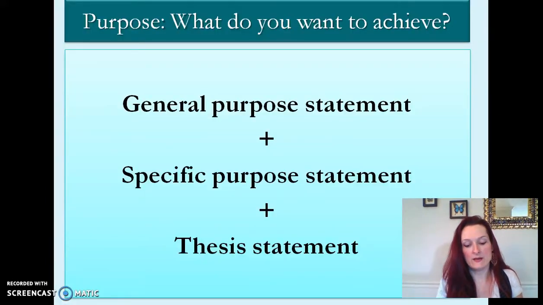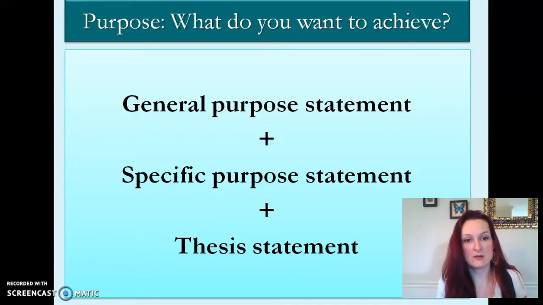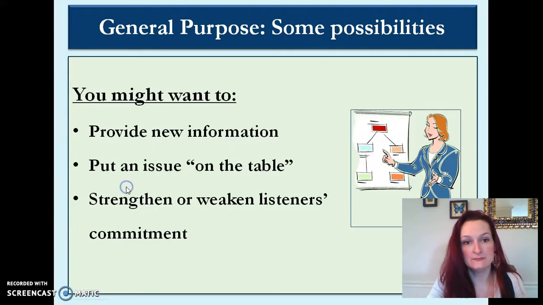So once you've thought about your audience and you've considered all of those questions, the next thing to consider is your purpose. And that is basically just what's your end game? What do you want to achieve with this presentation? And this also, by the way, applies to writing. So if you're writing a paper, you should ask the same sorts of questions. And I use this little simple equation to come up with a purpose. First, I come up with a general purpose statement. And then I come up with a specific purpose statement, and then a thesis statement. Now we're going to break that down one by one, so stay with me.